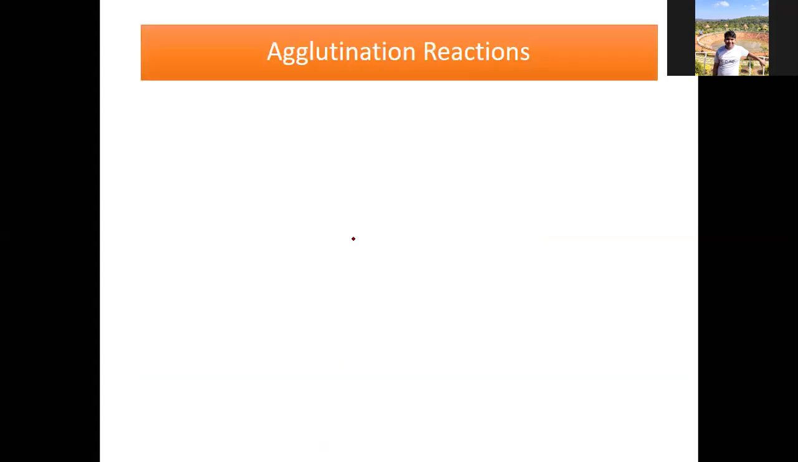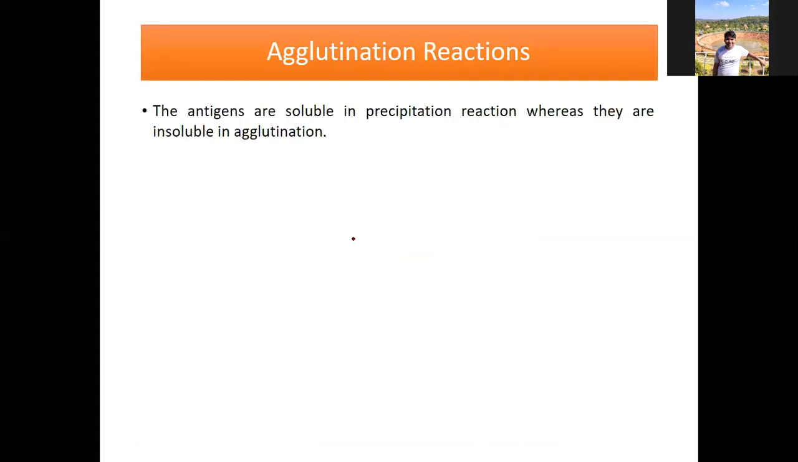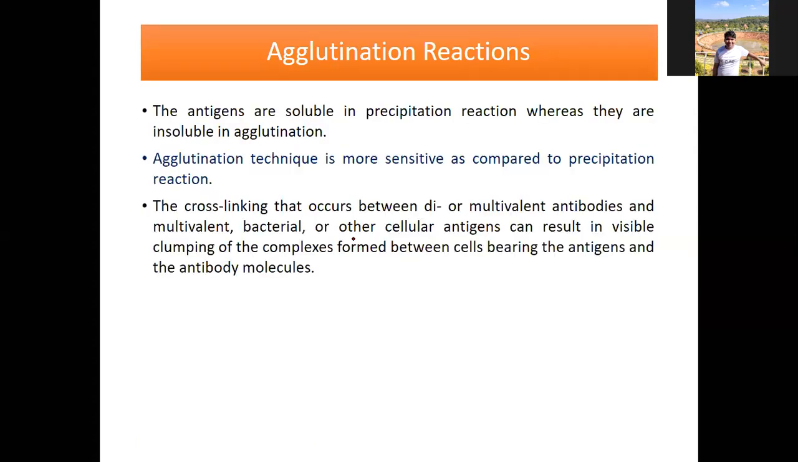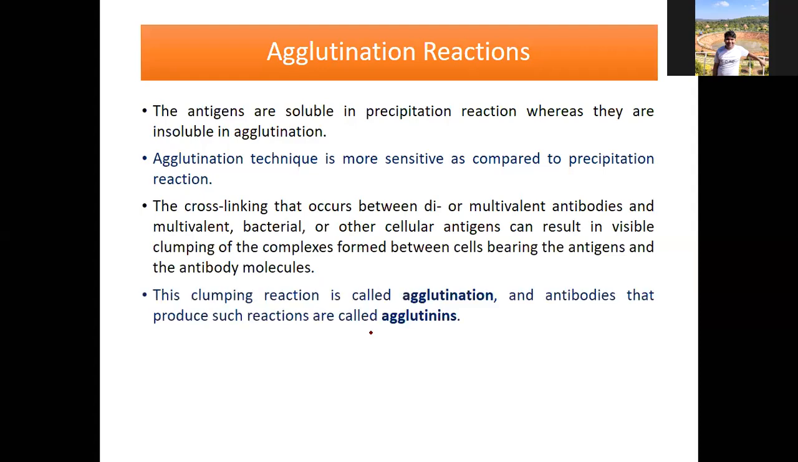Then coming to the next setup, agglutination. In the precipitation reaction the antigen was soluble, whereas in agglutination it is insoluble. The agglutination technique is more advanced and more sensitive than the earlier precipitation reaction. The clumping reaction is called agglutination, and the causative agent that causes this clumping is called the agglutinin. We need to note that down.